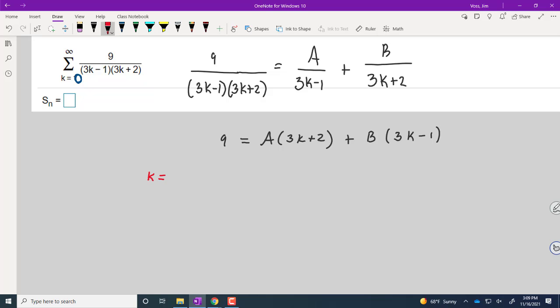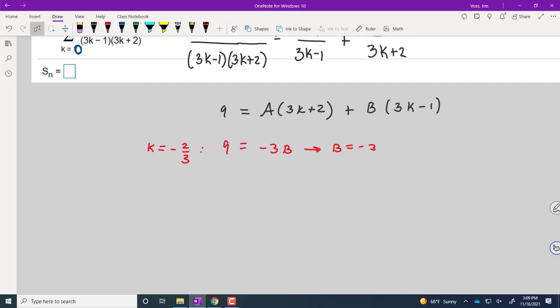So we're going to let k equal negative 2/3. That's our first convenient value. Plug in negative 2/3 there, we get 0. Plug in negative 2/3 here, we get negative 3b. So this tells us that b is negative 3. What's the other convenient value? 1/3. So plug in 1/3, that's going to go away. So we plug in 1/3 there, we get 9 is equal to 3a. So a is equal to 3.